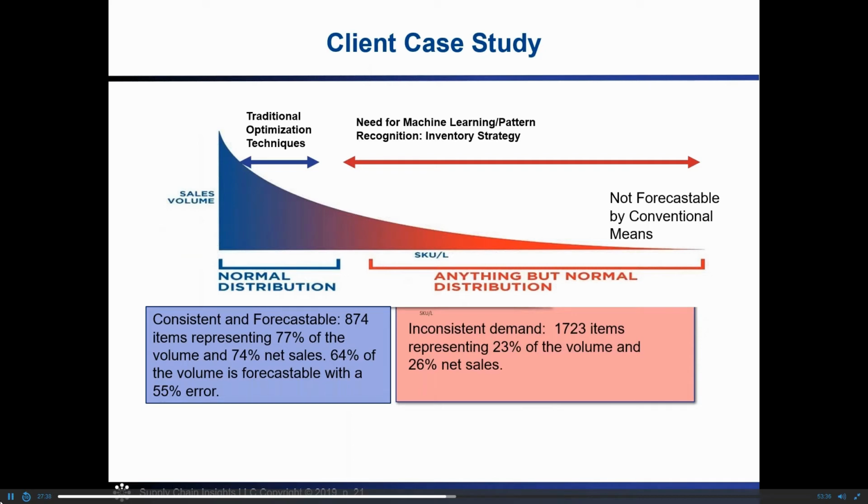As you think about this consistent and forecastable demand, this particular client had 874 items representing 77% of the volume and 74% of net sales. And they had inconsistent demand on the long tail of 1,700 items representing 23% of the volume and 26% of the net sales. Now, one answer might be, well, just cut the items in the long tail. Maybe you can do that. But a second answer is, should we think about how we manage the modeling of the long tail, knowing that it is a skewed distribution?